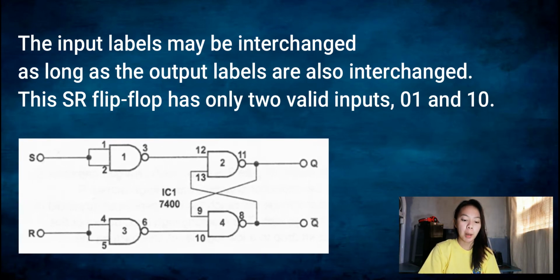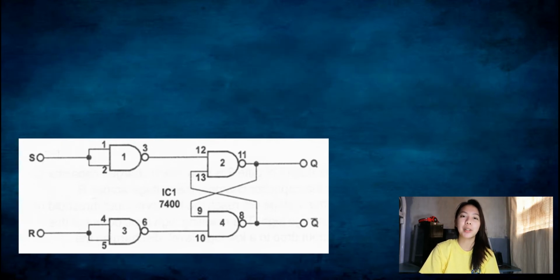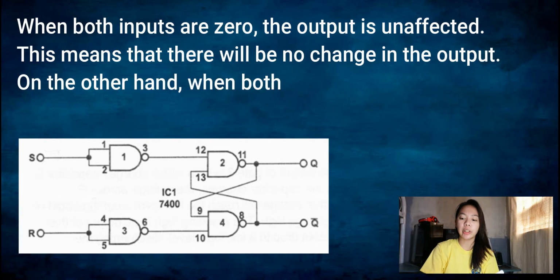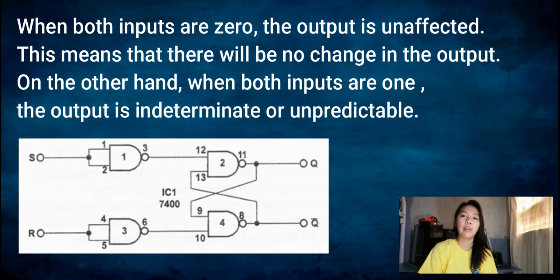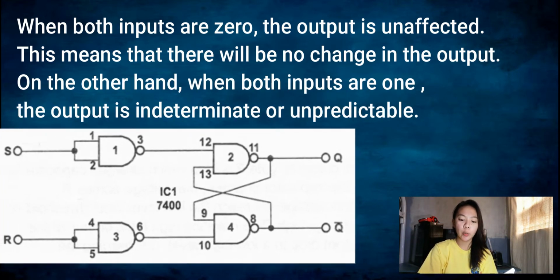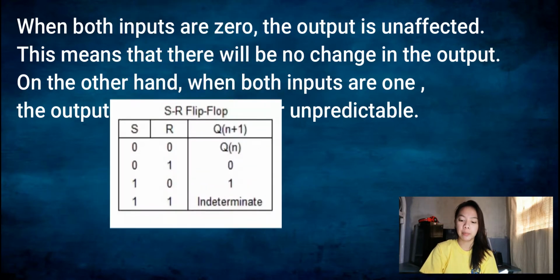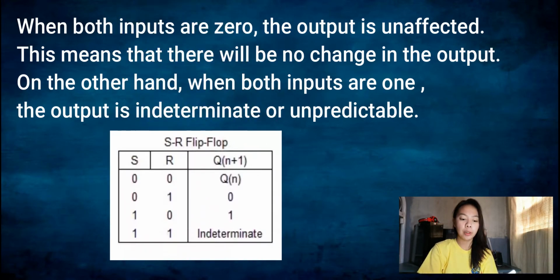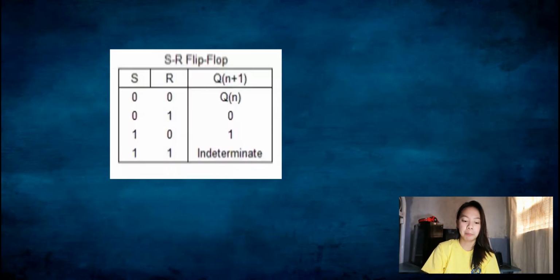This SR flip-flop has only two valid inputs, 0, 1 and 1, 0. When both inputs are 0, the output is unaffected. This means that there will be no change in the output. On the other hand, when both inputs are 1, the output is indeterminate or unpredictable.